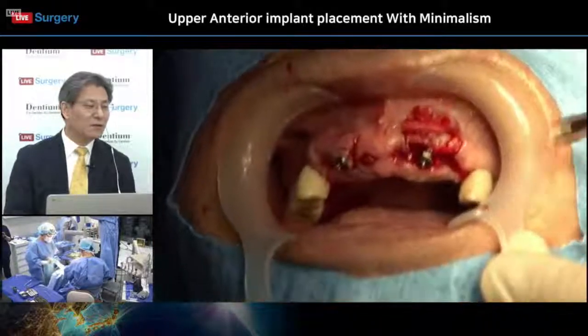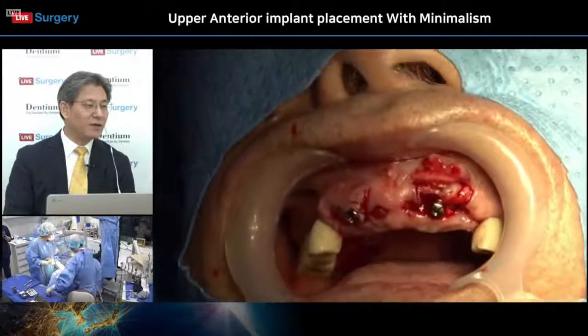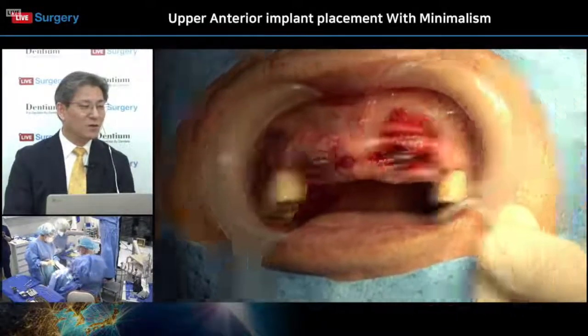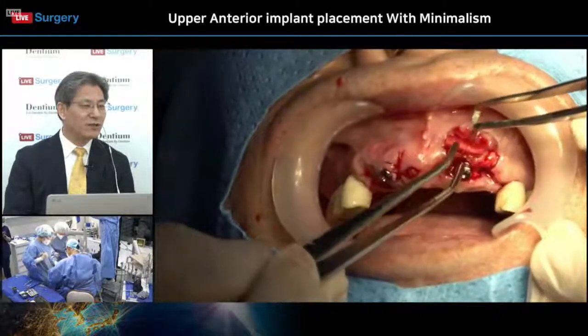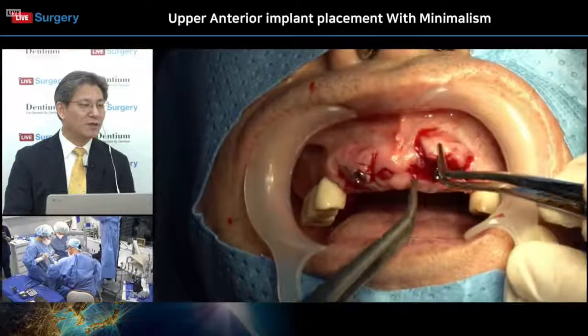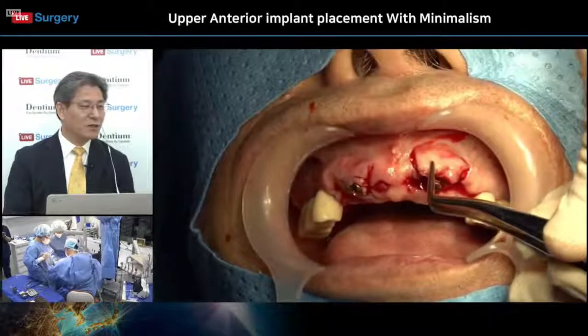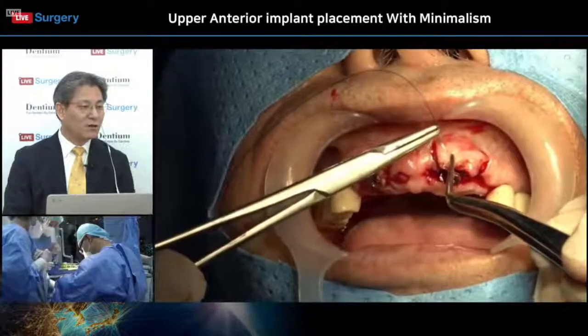Very nice, well done. The suture about the number 12 area: rotating the flap, actually a small part of keratinized tissue rotated from the labial to proximal. So we can see the nice adaptation of the flap.